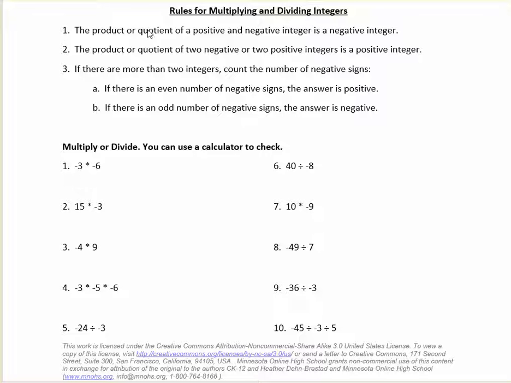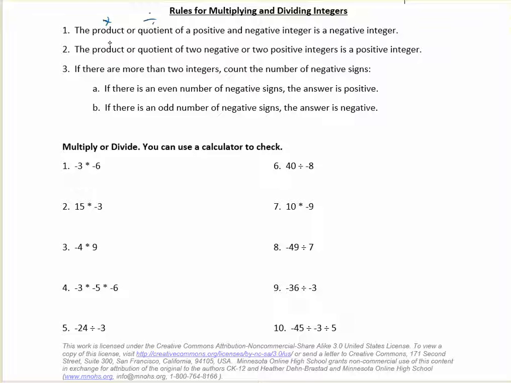The product or quotient of a positive and a negative integer is negative. Product means multiplying, and quotient means dividing. So when you multiply or divide integers, if one of them is positive and one of them is negative, it's negative. The product or quotient of two negative or two positive integers is positive.